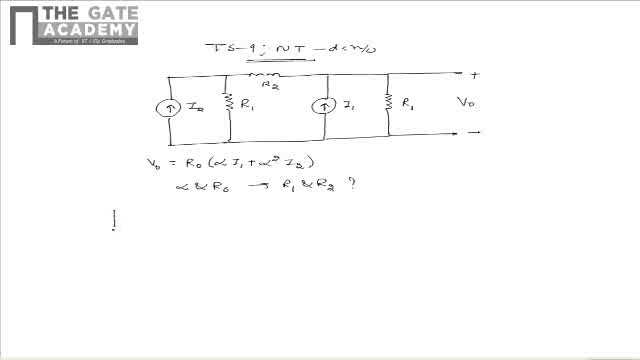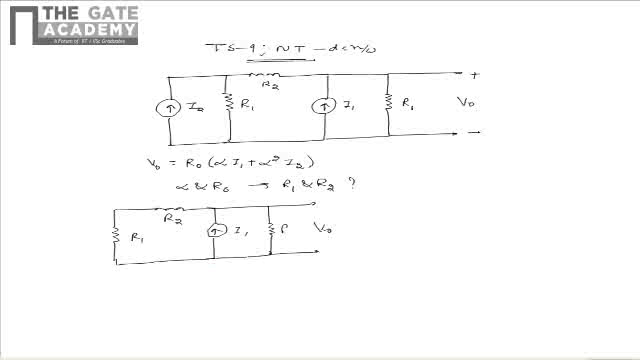When the current source I1 is acting alone, the equivalent circuit can be drawn as shown. The circuit contains two resistors R1 and R2 and the current source I1. Please note that the current source I2 is replaced by open because the current source I2 has an infinite internal resistance.